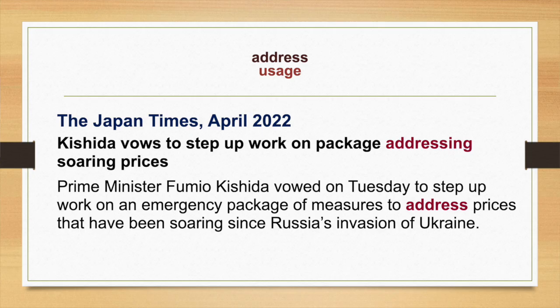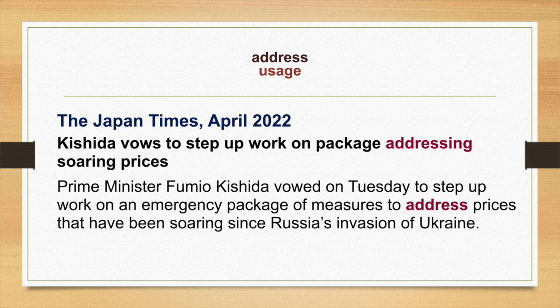This comes from the Japan Times, April 2022. The headline says, Kishida vows to step up work on package addressing soaring prices. So the package is probably a government plan, right? And it's a government plan to deal with soaring prices, rising prices. The text says, Prime Minister Fumio Kishida vowed on Tuesday to step up work on an emergency package of measures to address prices that have been soaring since Russia's invasion of Ukraine.